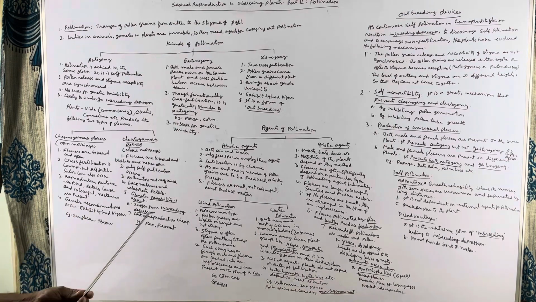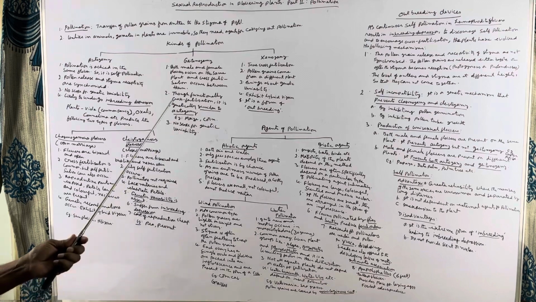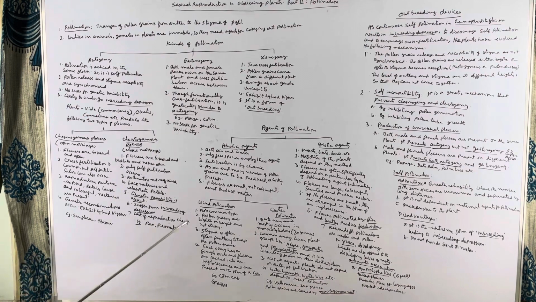Second one, geitonogamy. In this type, on the same plant, we find male and female flowers separately. And fertilization occurs between these two flowers. That means, in geitonogamy, male and female flowers are separate, occur on the same plant, and cross-fertilization takes place between male and female flowers.